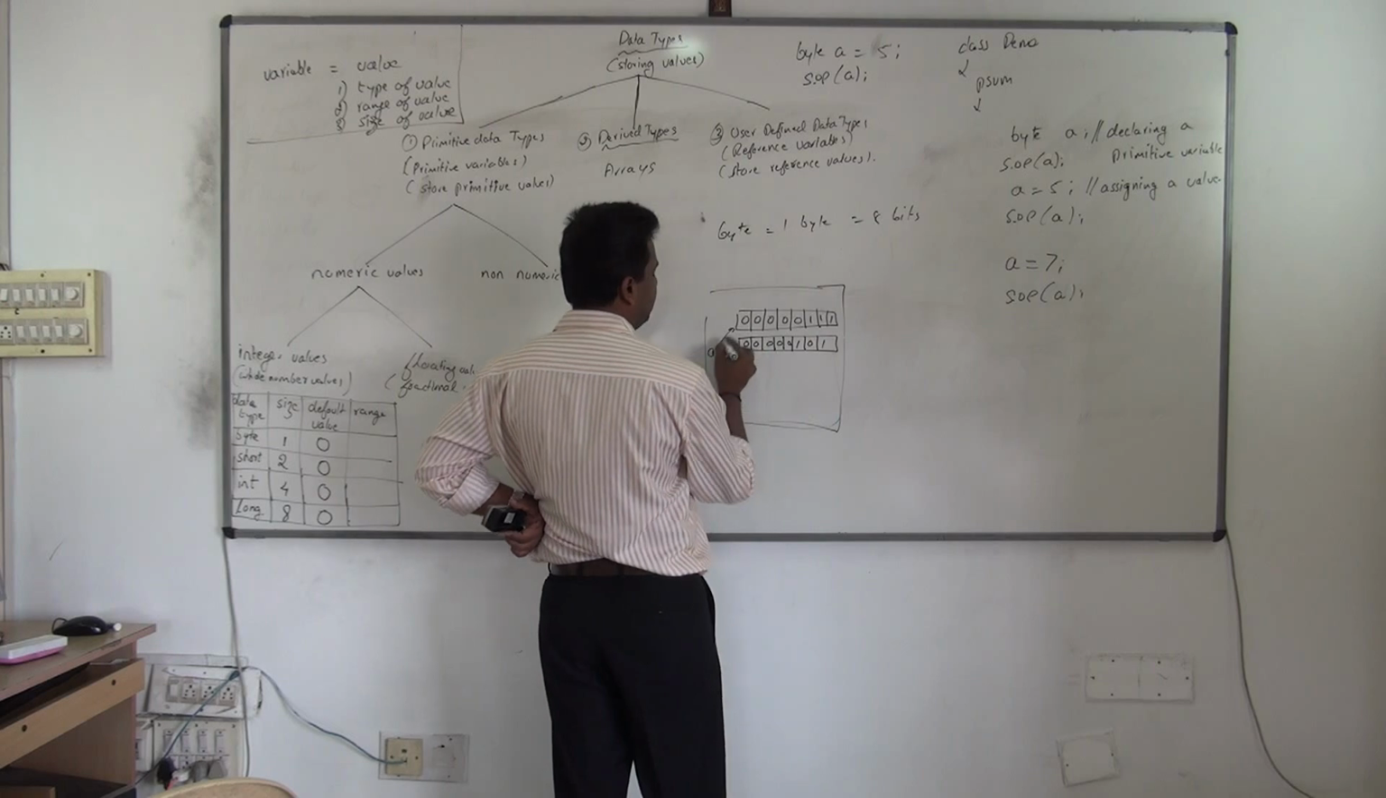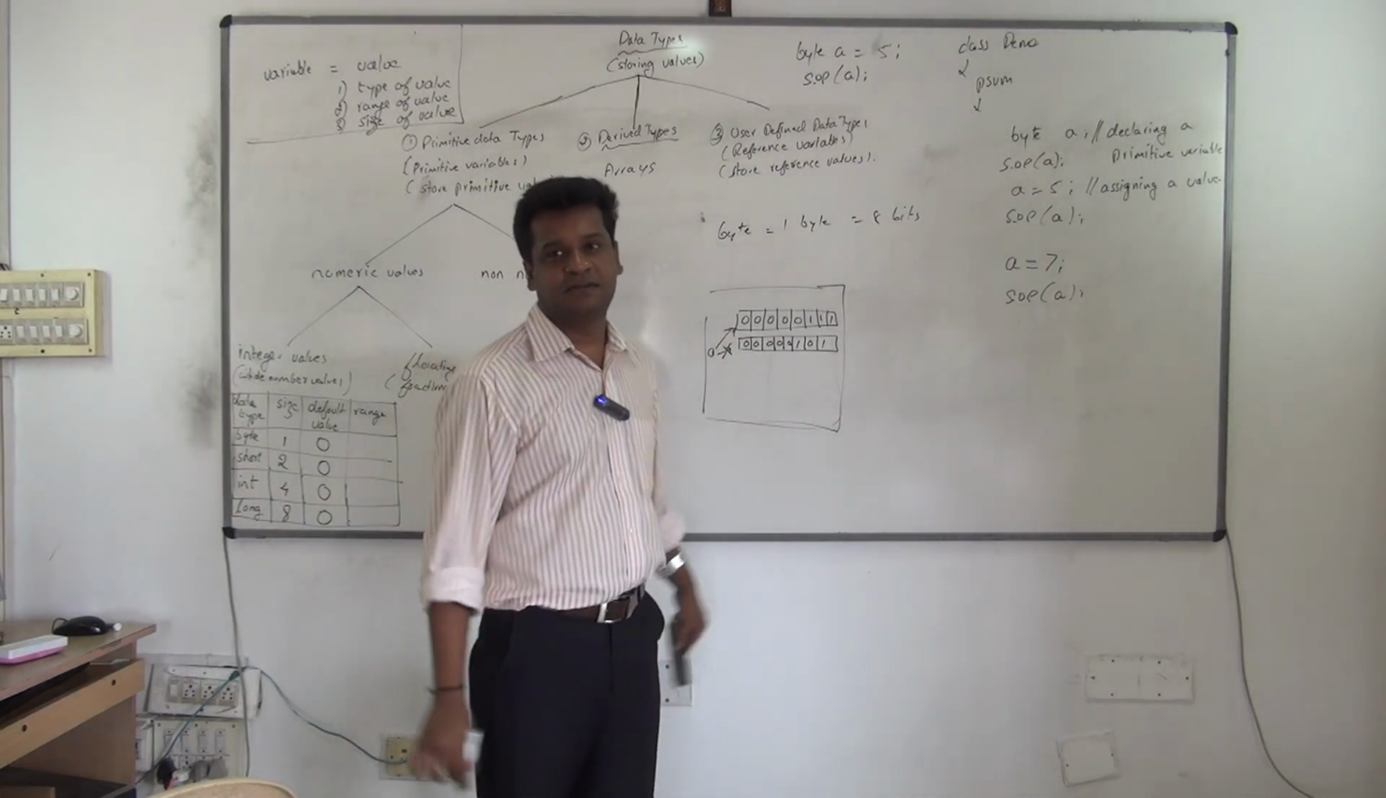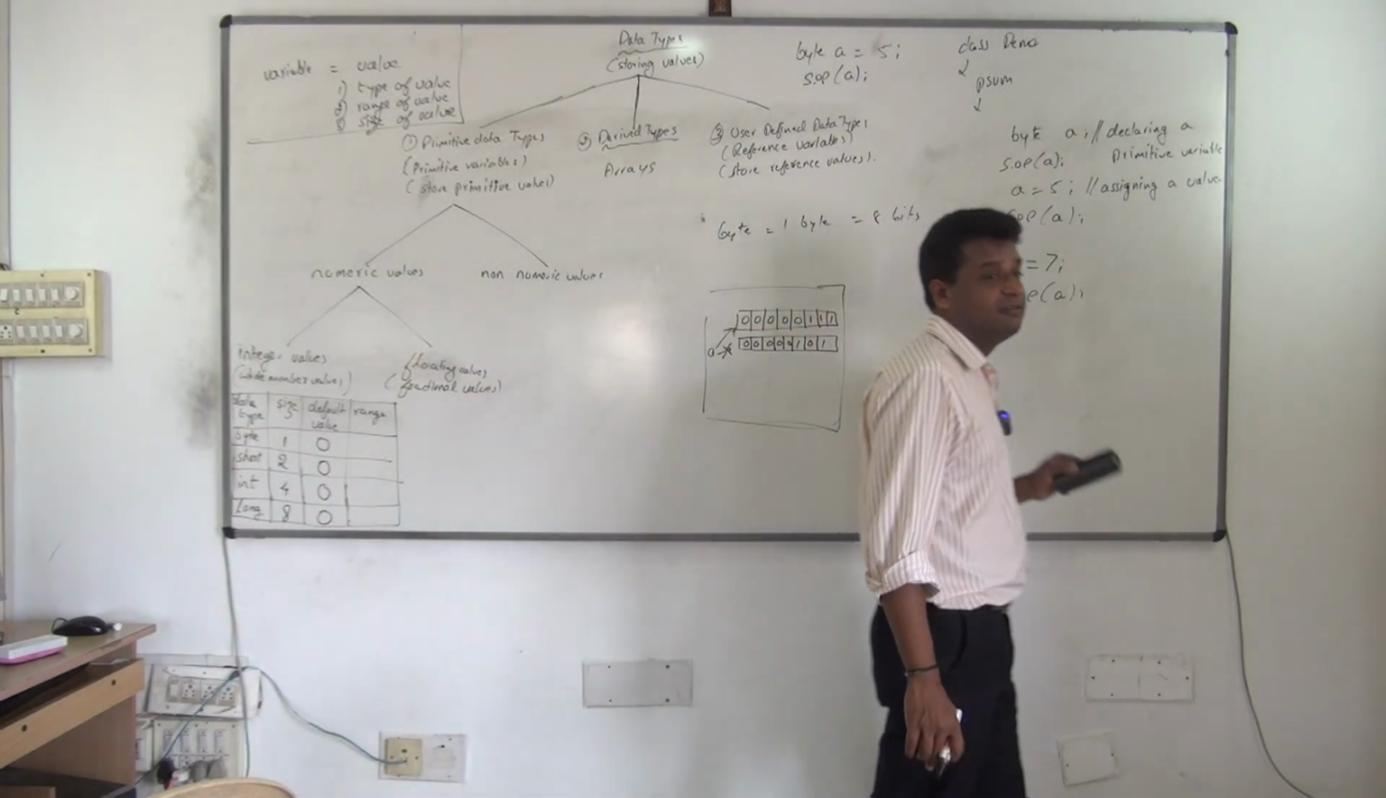So it will now not refer to this. A will be referring to this location. This value will be lost. It overwrites. And this is where you have to be very careful now.